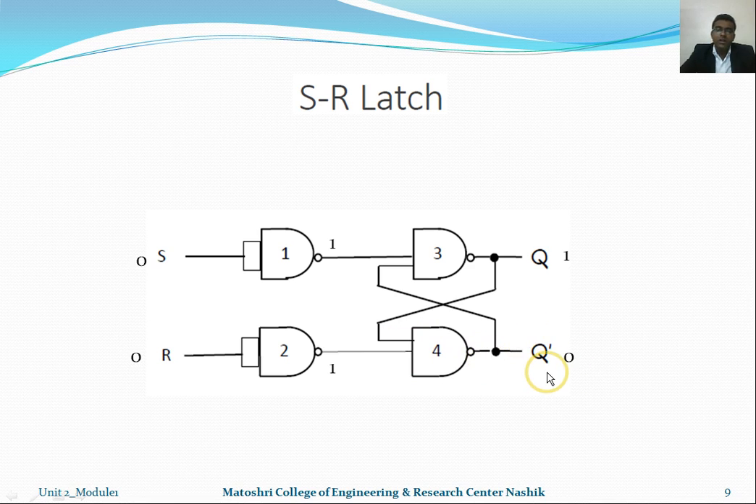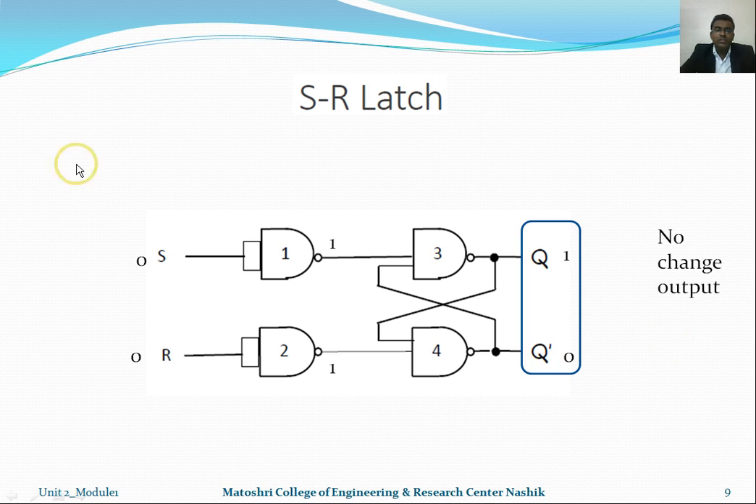So this condition, when Q is equal to 1 and Q bar is equal to 0, we call the no change or set condition. Why do we call it no change? Because we assumed the previous output Q equal to 1 and Q complement as 0, and after the working of this SR latch, the output does not change. Why? Because we are applying the input 0 0.